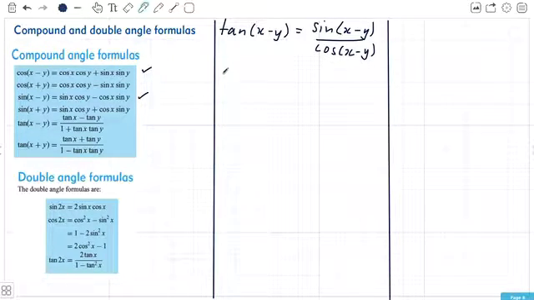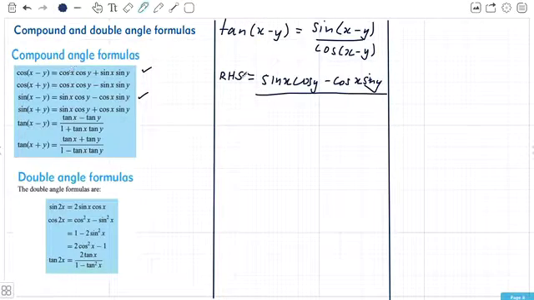So I'm going to write down, right hand side, equals, and let's replace the sine. So we've got sine x minus y from our identities is sine x cos y, take cos x sine y, and that's over the top of cos x take y, which is cos x cos y, plus sine x sine y.